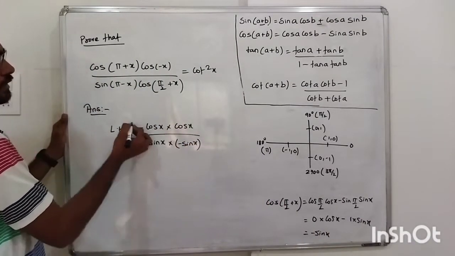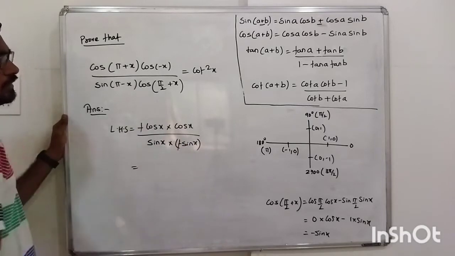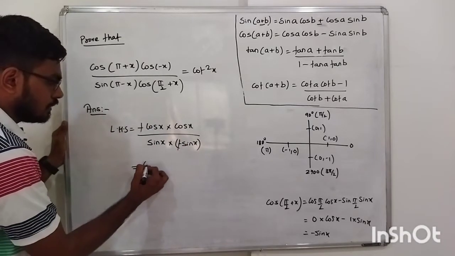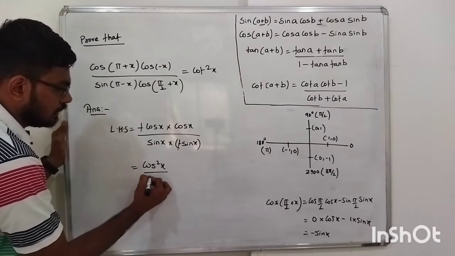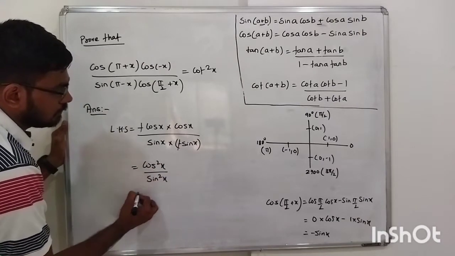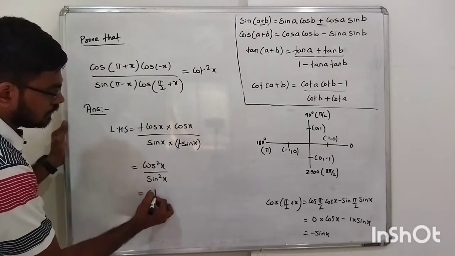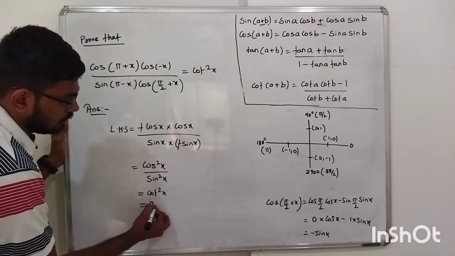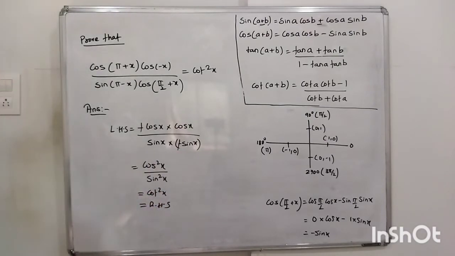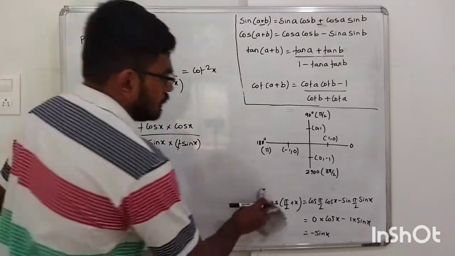So now minus into minus becomes plus, this minus and this minus goes, cos into cos is cos square x and sin into sin is sin square x. So cos square x upon sin square x is cot square x, which is equal to RHS. Hence we have proved. Okay. So this way we get this.